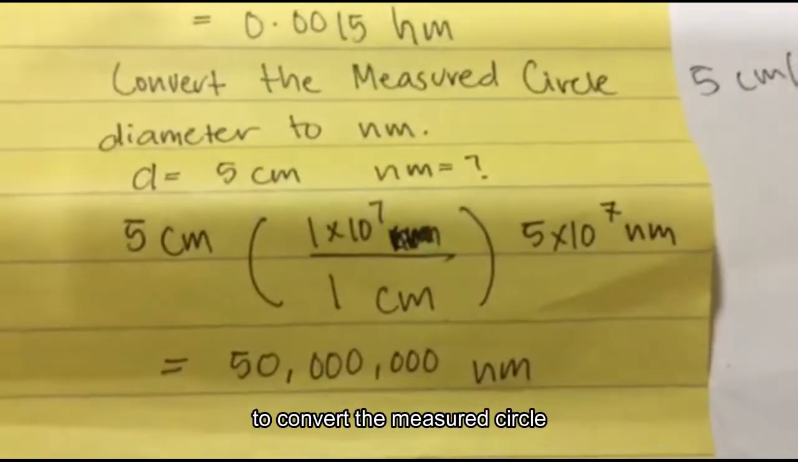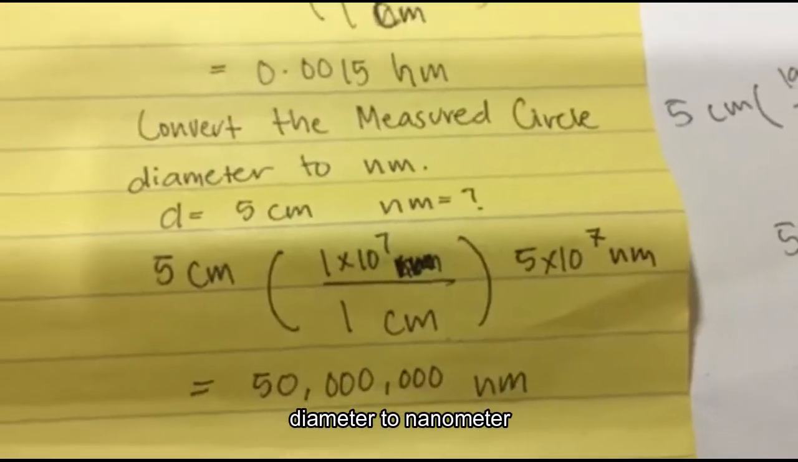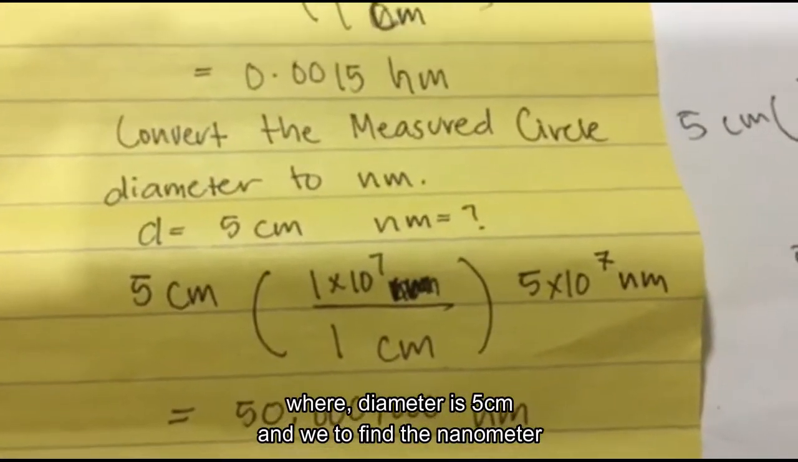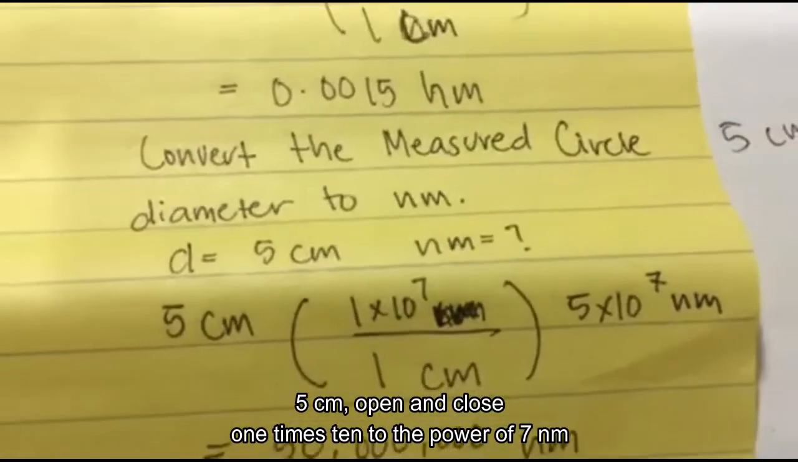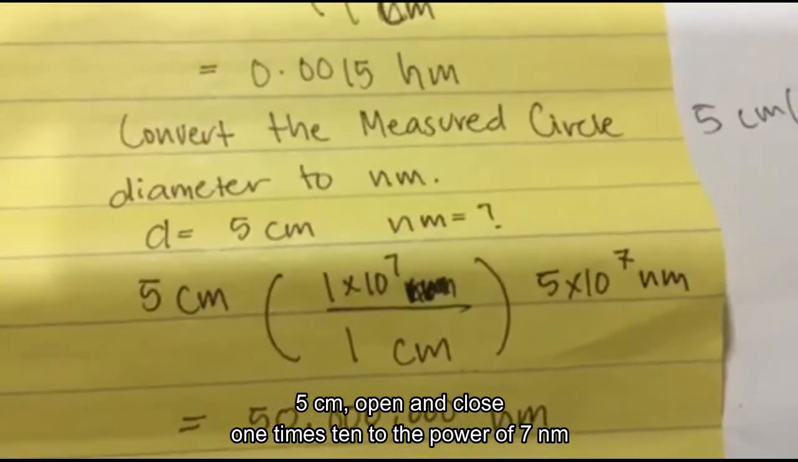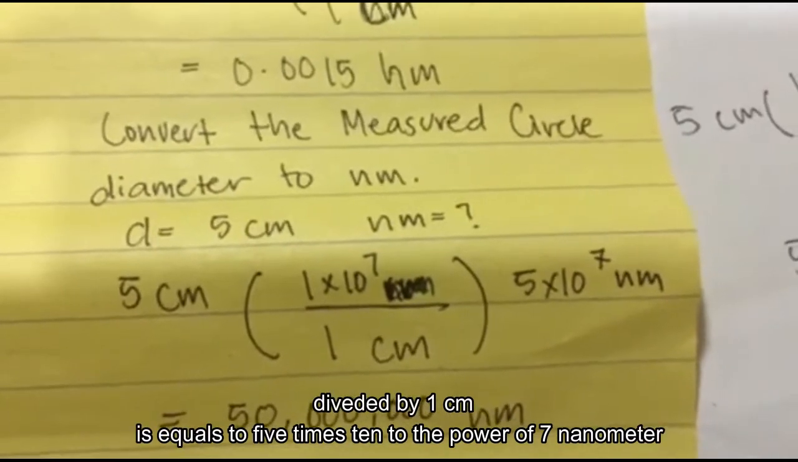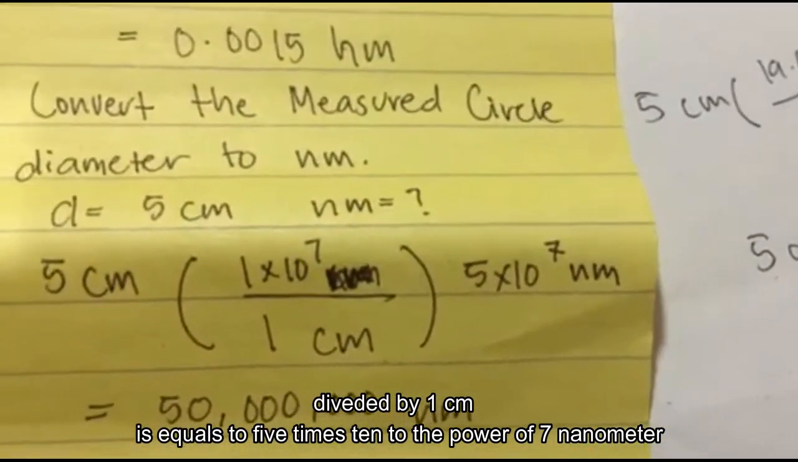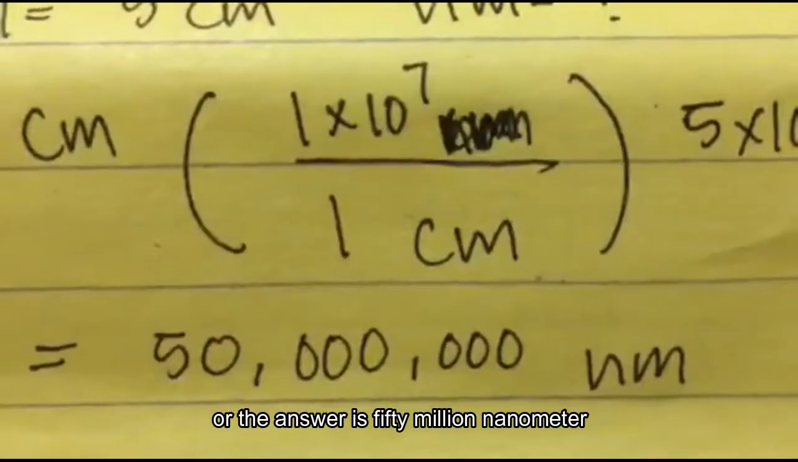To convert the measured circle diameter to nanometers, where the diameter is 5 centimeters, we need to find the nanometers. 5 centimeters times 1 times 10 to the power of 7 nanometers divided by 1 centimeter equals 5 times 10 to the power of 7 nanometers, where the answer is 50 million nanometers.